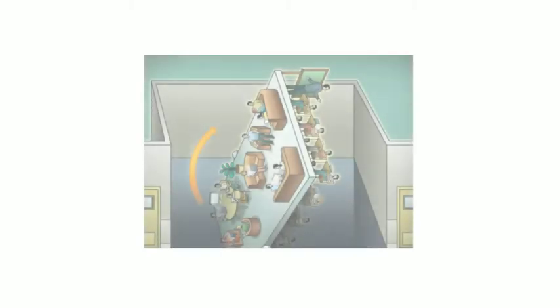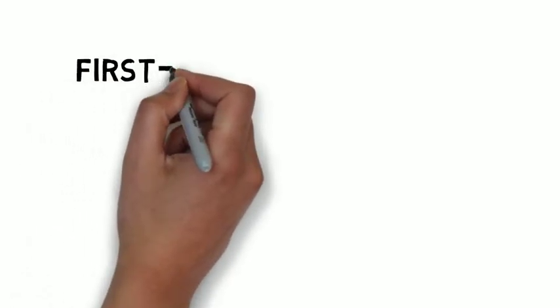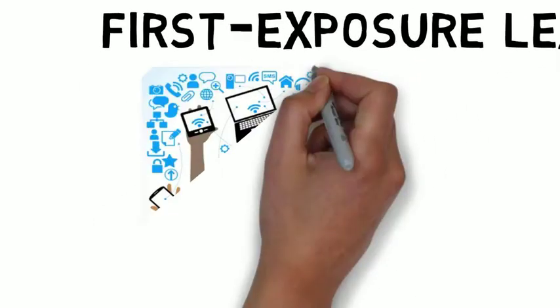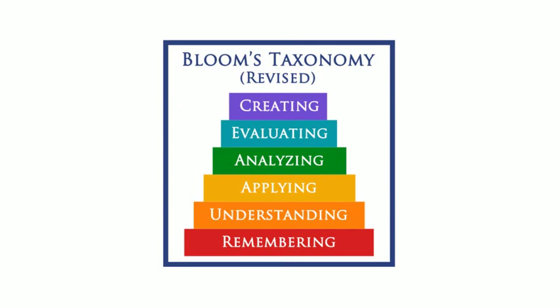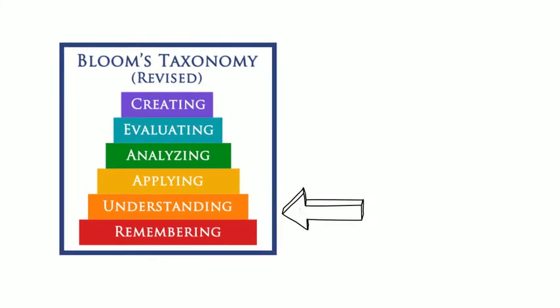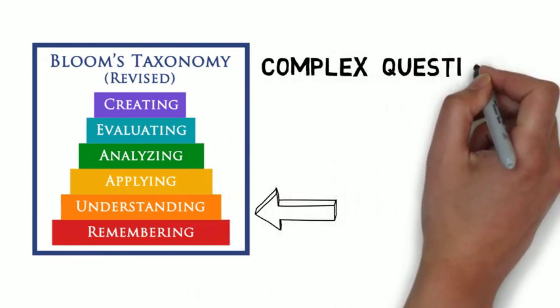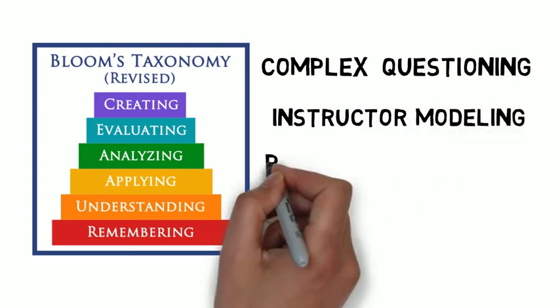However, in contrast to the traditional model, a flipped classroom inverts the structure of when students learn foundational content and when they apply it. In a flipped model, students gain first exposure learning prior to class through lecture videos, supplemental reading, and other supplemental resources. Content in the lecture videos targets lower order thinking skills on Bloom's taxonomy, like understanding and remembering, and lays the foundation for students to acquire new content through complex questioning, instructor modeling, or problem set solving.